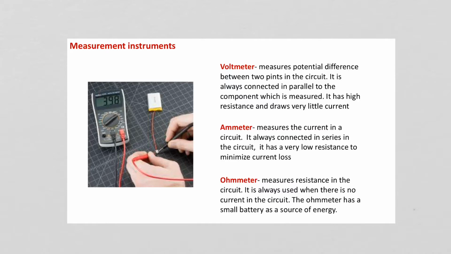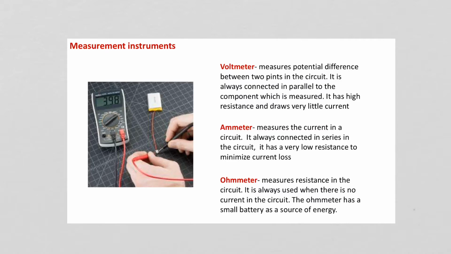If I want to measure the current in the circuit, then I will use the ammeter, and I will connect this tool in series in the circuit. The ammeter has a very low resistance because I want to generate a very small, or as small as possible, voltage drop across the ammeter, and therefore that will not disturb the current measurement in the circuit.